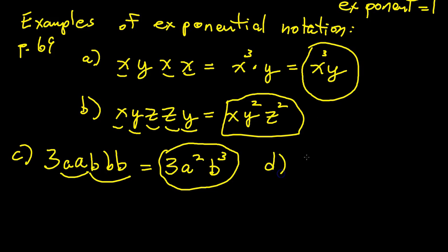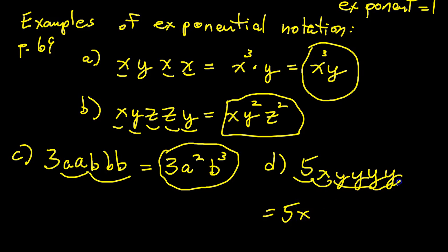How about D? 5x y times y times y times y. Of course, this can be simplified. There's only one factor of 5 here. There's only one factor of x. And of course, y times itself 4 times is y to the 4th power, so 5x y to the 4th.